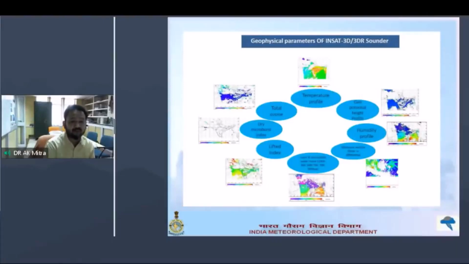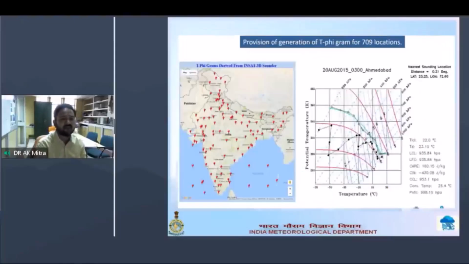It is a temperature profile. It is basically geopotential height, humidity profile, and layer precipitable water index. They also give us the initial inference of what could be the weather, based on the middle to upper level of the atmosphere, and that comes from the tephigram.